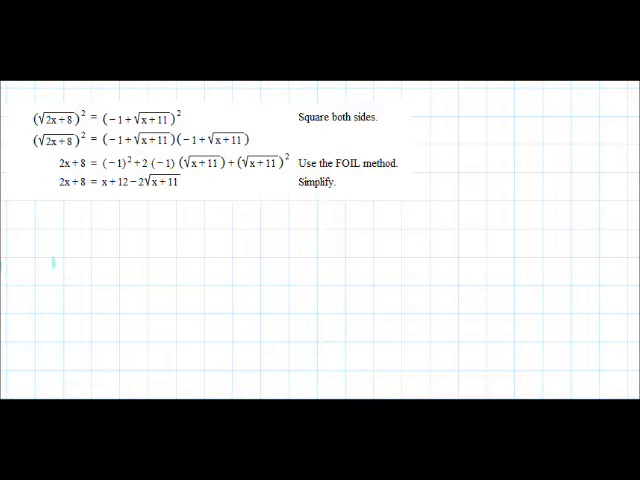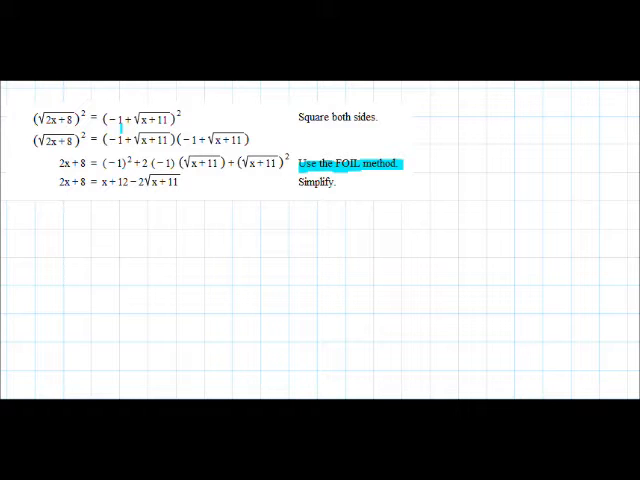I agree with you that right here, using this FOIL method is not the clearest. So let us go through what I would do, and then hopefully that'll be clear. You should come up with the same answer here.